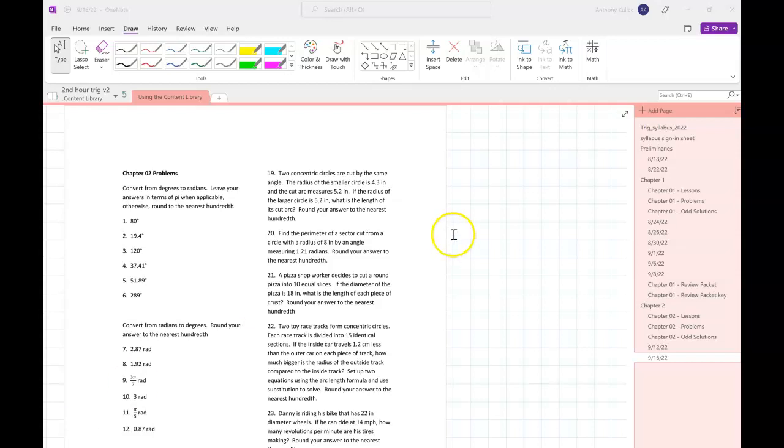Questions from homework? I know Boyd has already told me he's got some to talk about. What do you want to start with, Boyd? Can we start with 19? Sure.